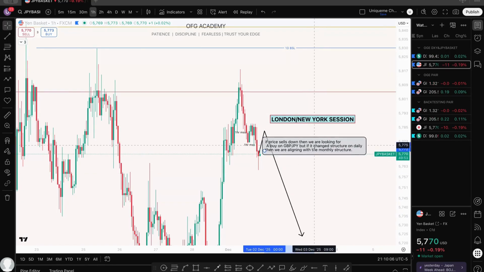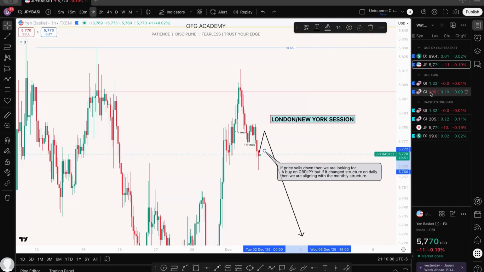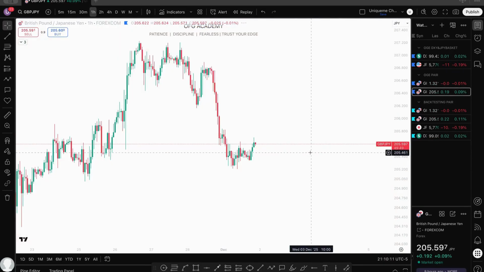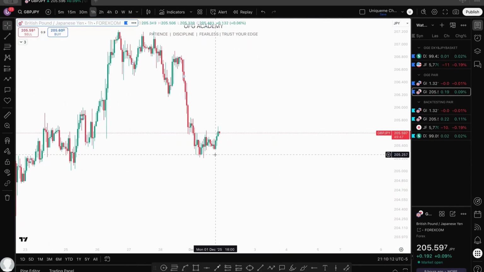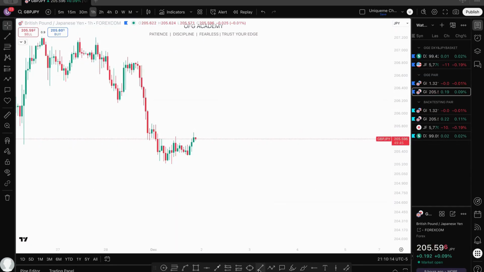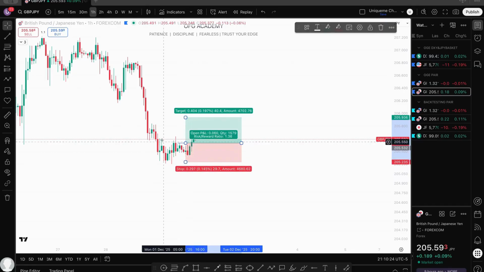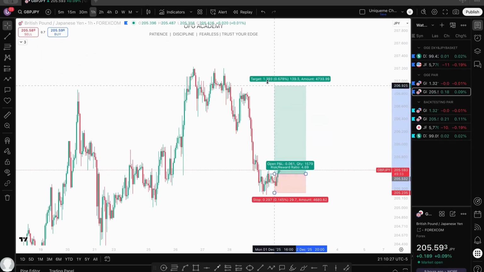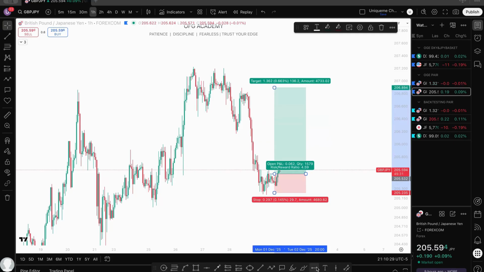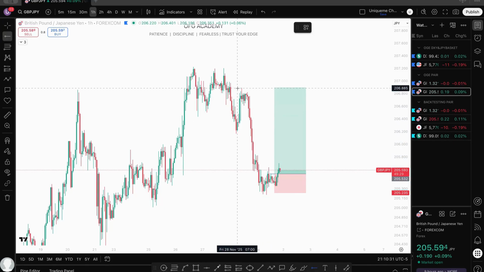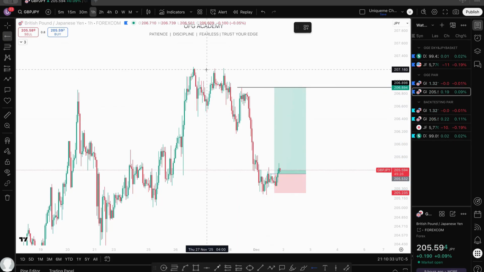So there are two things I'm looking at. And if this happens, if price sells, you can see that, right? That means there's a shift of market structure here, and I'm going to enter a buy. During that time, my buy is going to be here with my stop loss around here. During the New York session, here as my take profit, or here as my take profit.